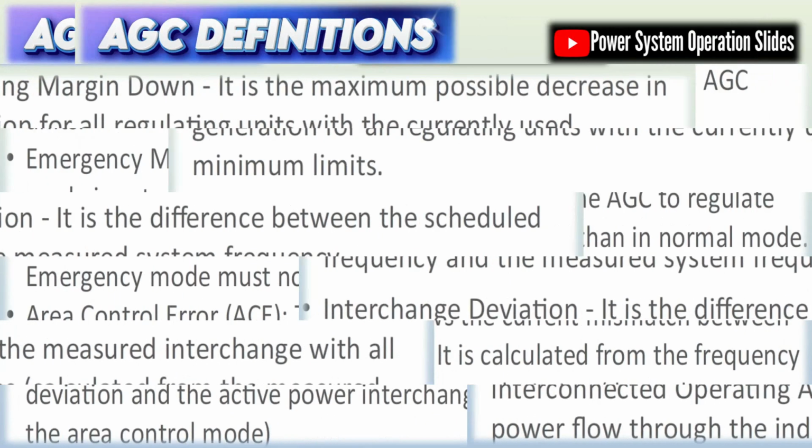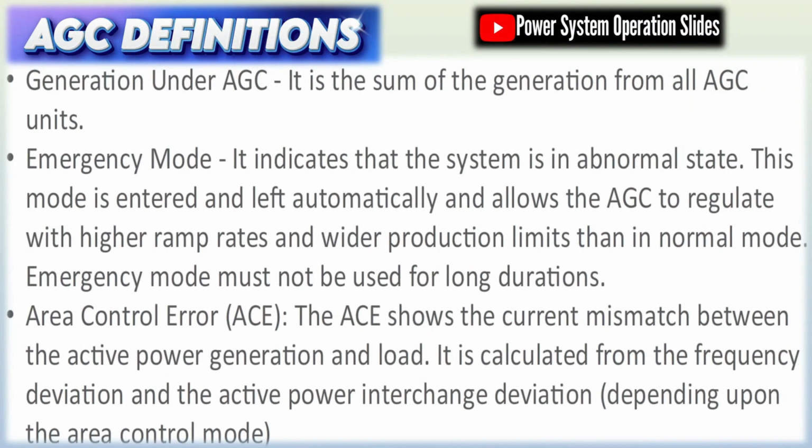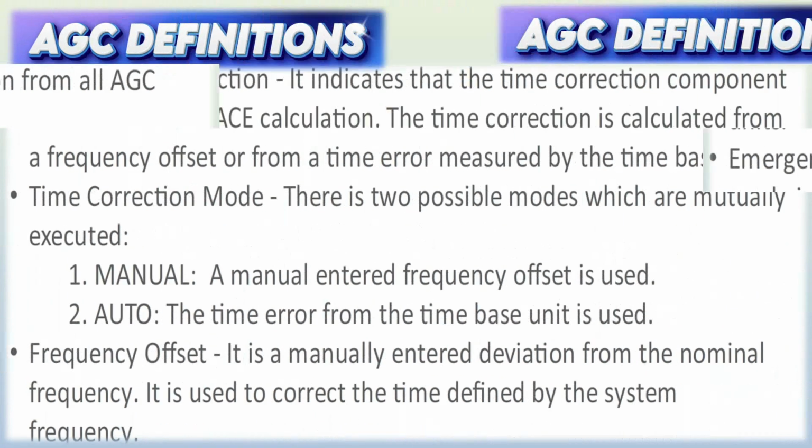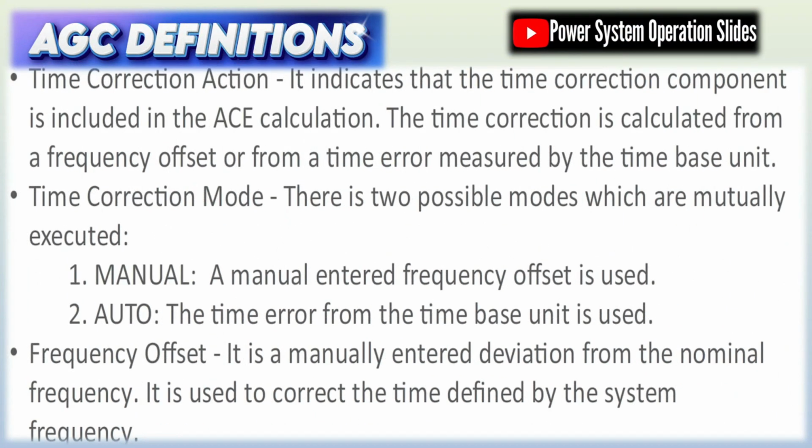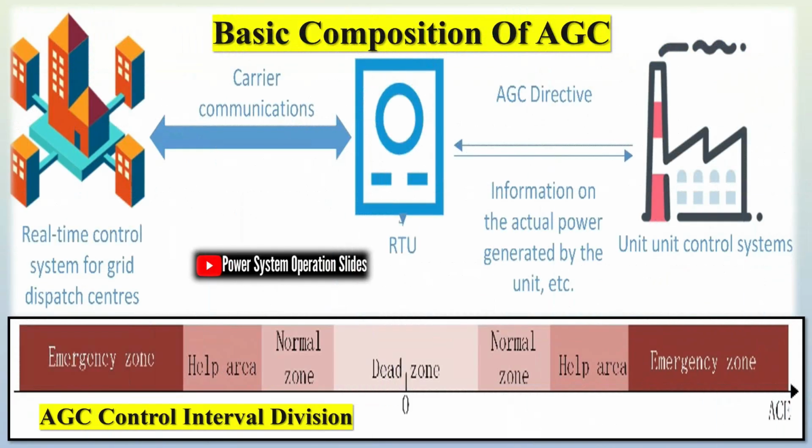The advantages of AGC include improved system reliability, enhanced frequency stability, better inter-area power flow management, efficient economic dispatch of generating units, and reduced need for manual operator intervention. However, disadvantages may include complexity in system design and communication infrastructure, higher costs of implementation, and challenges in integrating AGC with legacy equipment or non-conventional generation sources.